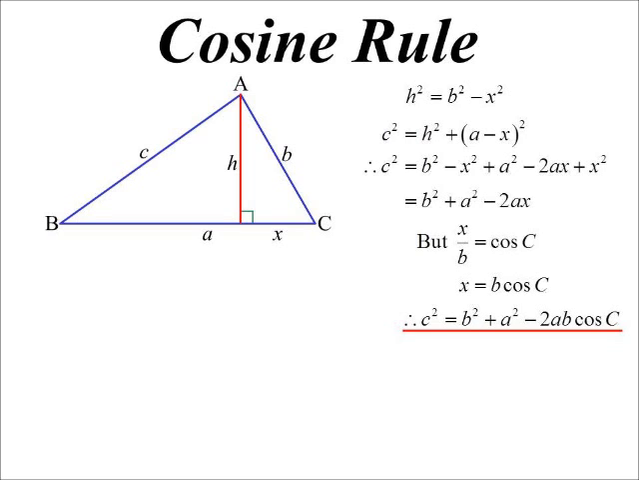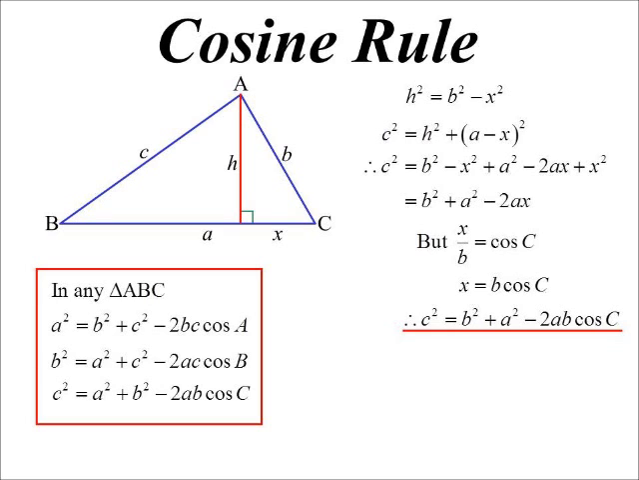But once again, that was using the perpendicular height coming from A. I could have come from B, I could have come from C. So, yes, a squared is b squared plus c squared, but b squared is a squared plus c squared, and c squared is a squared plus b squared. It's basically Pythagoras' theorem, but just tweaked a little bit.